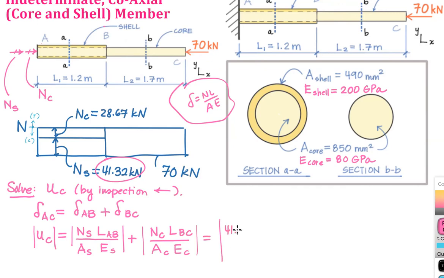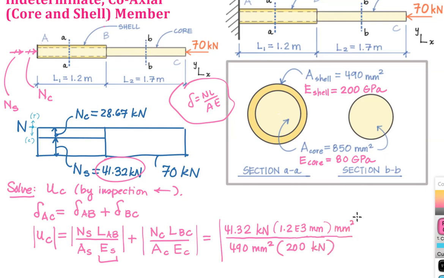So that's 41.32. And I'm going to leave that as kilonewtons here because I know that I've got these gigapascals lurking in my denominator to deal with here in just a minute. My length, I'm going to change that 1.2E3 millimeters, thinking ahead about congruent units. Going to change that one to millimeters from meters. In the denominator, AS, that's 490 millimeters squared, ES, that's 200 gigapascals. Okay, and this is what I was trying to do earlier. I'll throw the kilonewtons down there in the denominator, put the millimeters squared, flip that up.